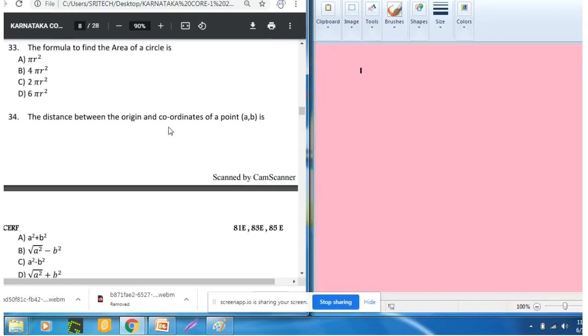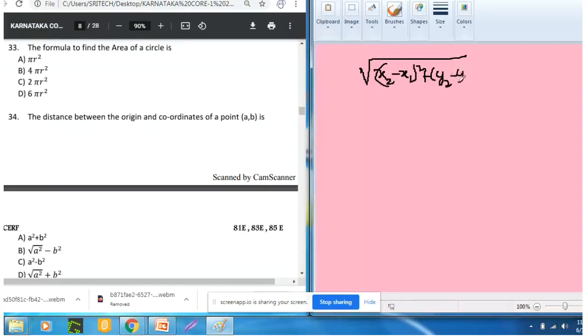34th question. The distance between the origin and coordinates of a point AB is. We know the distance between the two points is given by root over x2 minus x1 whole square plus y2 minus y1 whole square.